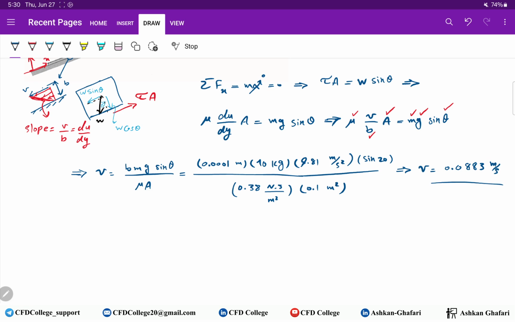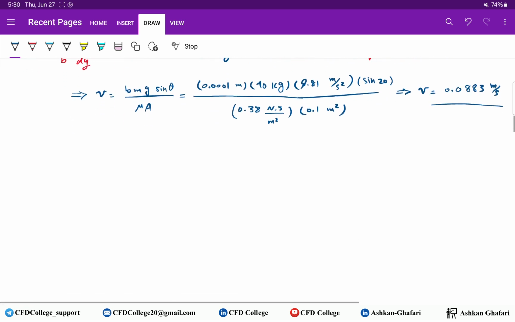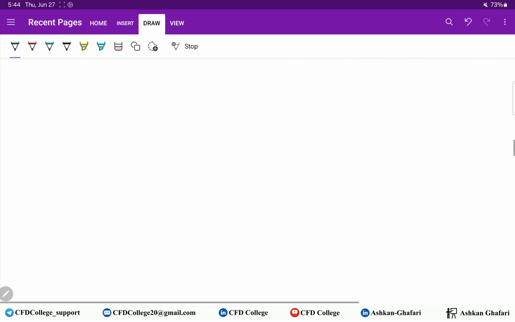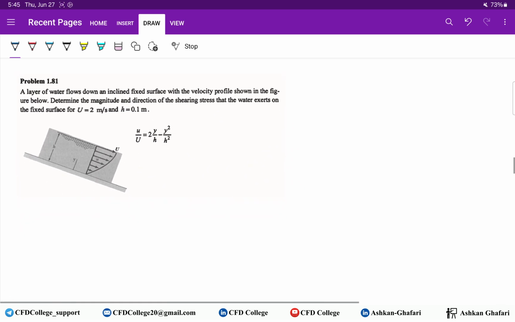You can see here, this is so simple. Okay, next problem number 81. Here we have a layer of water that flows down. So this is water. A layer of water flows down an inclined fixed surface with the velocity profile shown.